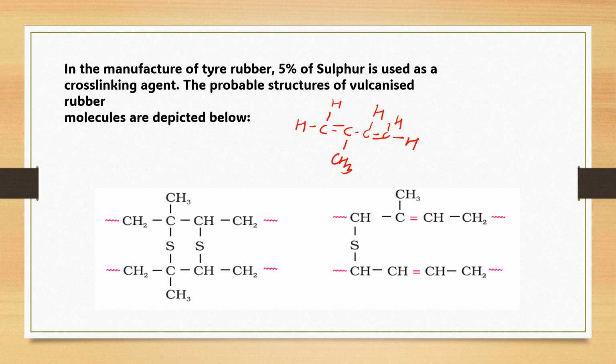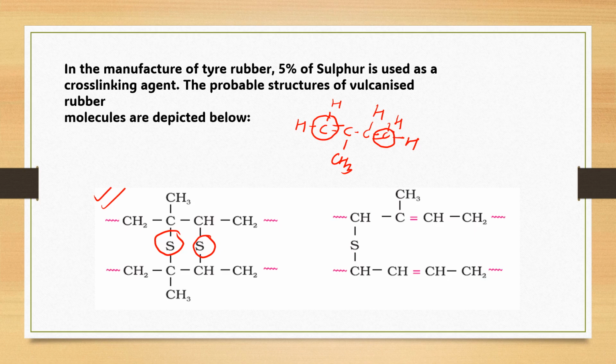So what happens here, where there is a double bond, here it forms a reactive center. The double bond gets converted to single bond and a sulfur bridge is formed. So this is known as vulcanization of rubber, right? It can be done in two ways. First is a simple one. Two isoprene units are joined together.